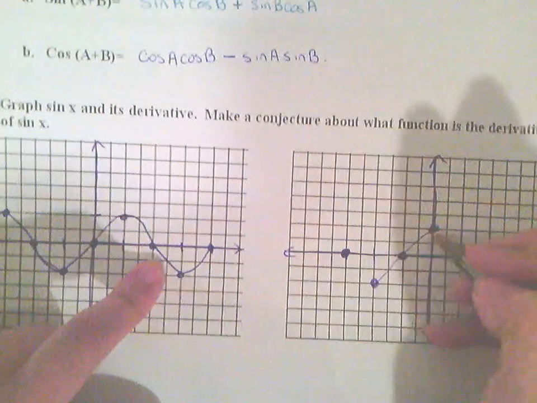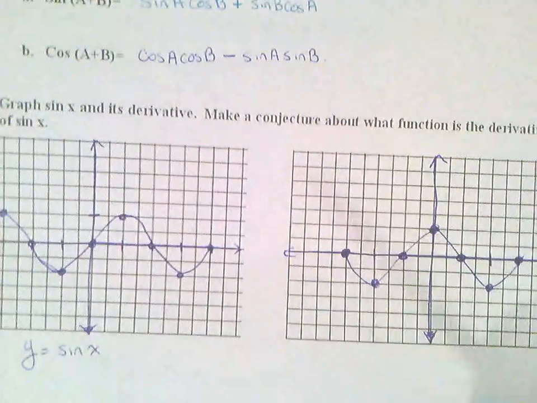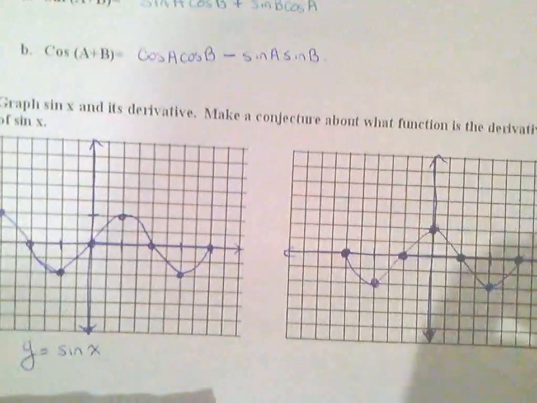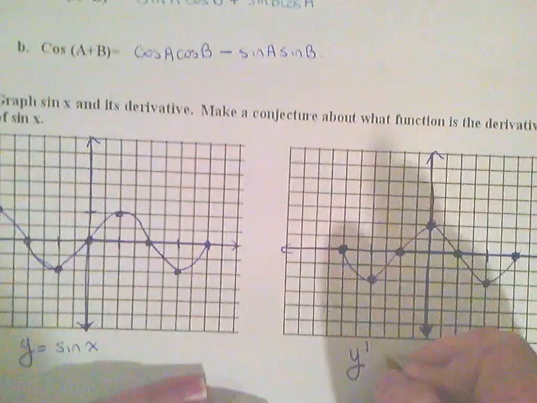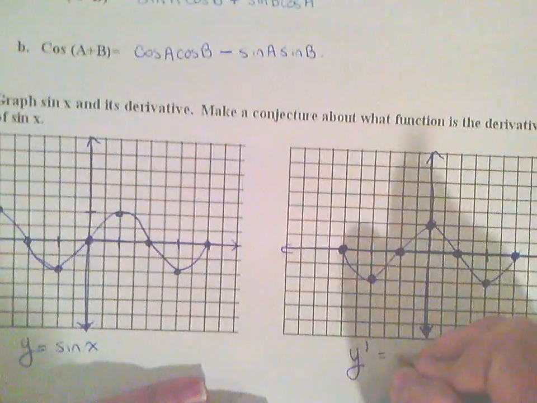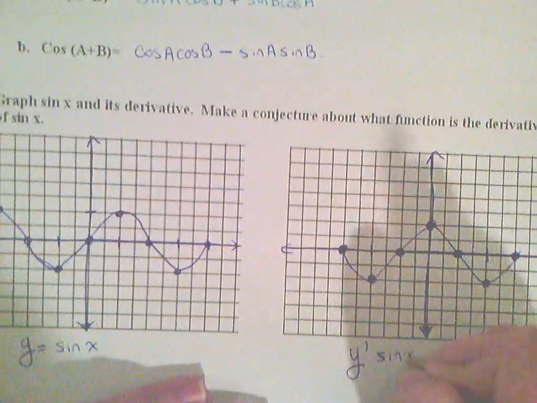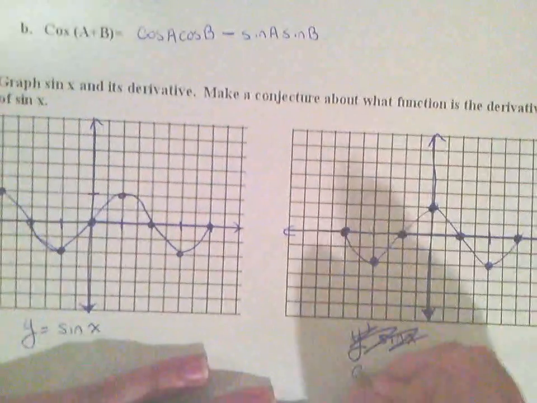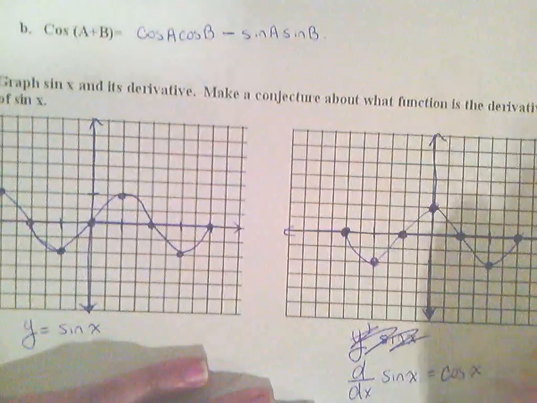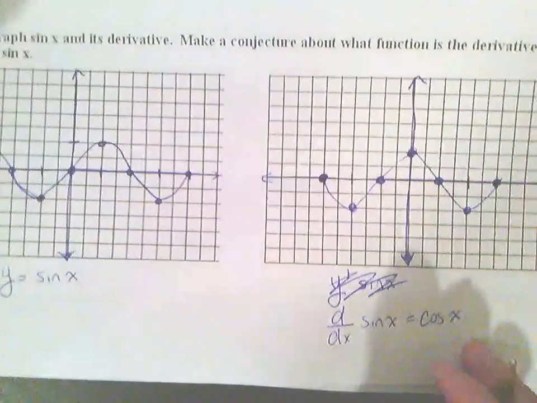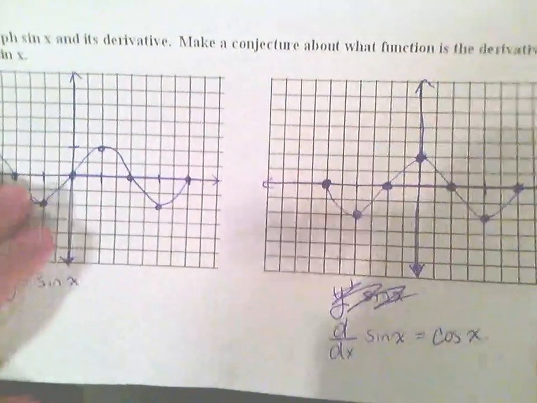And we draw the graph, and what do you notice this graph is? Okay, we notice right off the bat, you should kind of know your sine and cosine, that the derivative of sine of x is the same as cosine of x. So that's going to be one of the trig derivatives that you need to know. Okay.